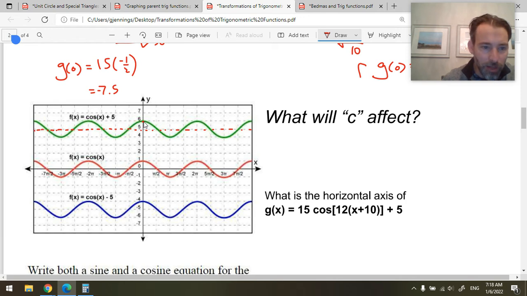Okay. There's cosine minus 5. So here's the horizontal axis again, there at y equals minus 5. So it's the horizontal axis.